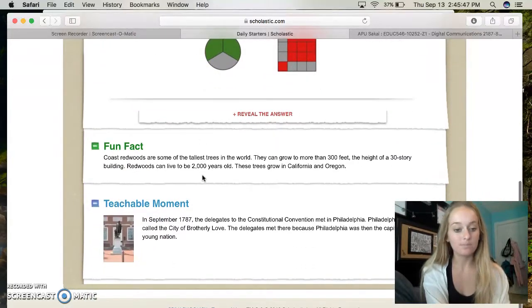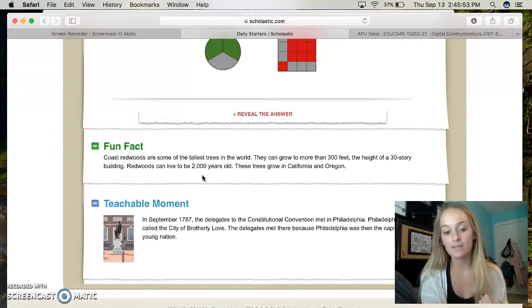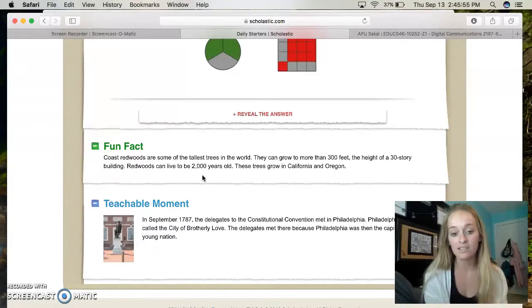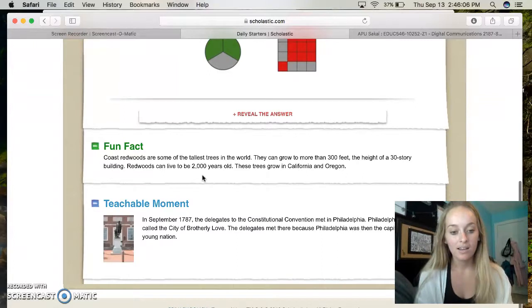And they also have fun facts and teachable moments, which is pretty cool too, because if you want to get them to write about something, like this is talking about coast redwoods, them being the tallest trees in the world, you can write an opinion paper, you can write a lot of different things, or a paragraph just to get them thinking for the day.